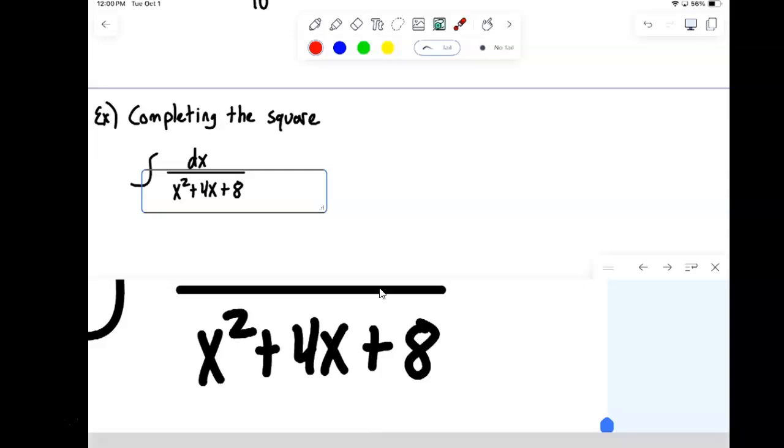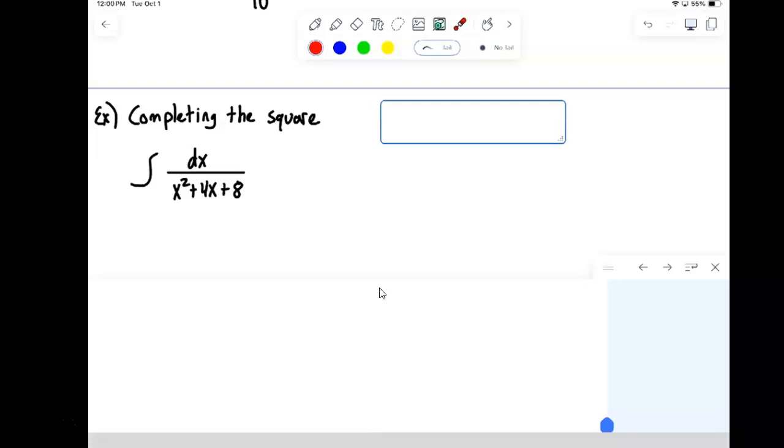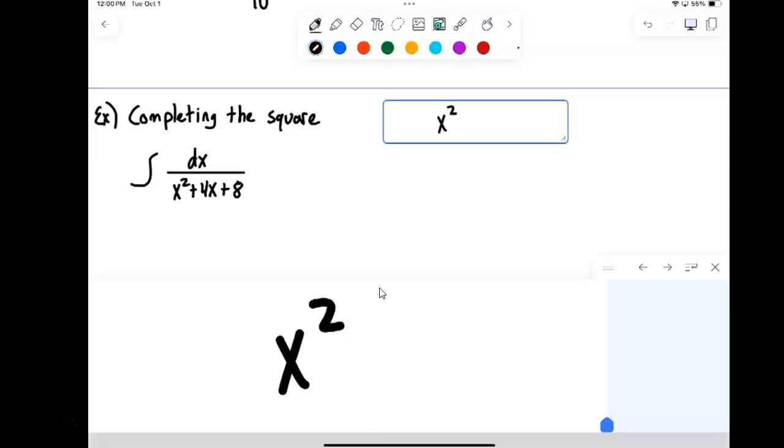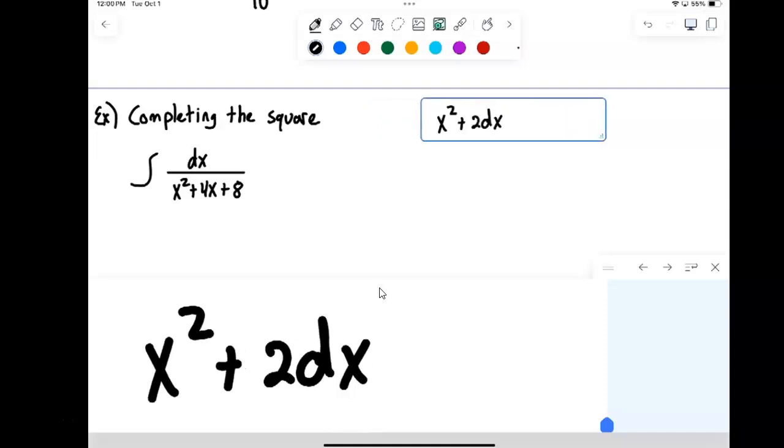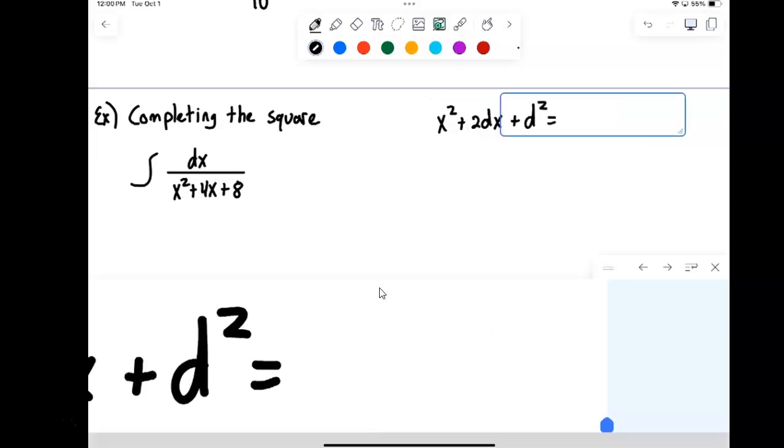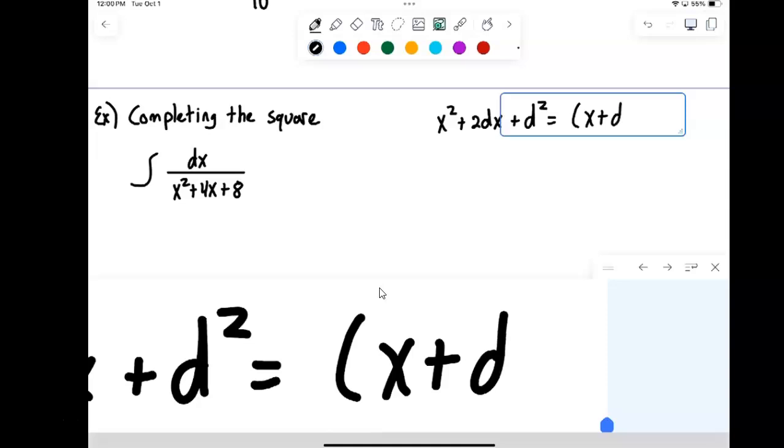Now, to complete the square, our first step is to make sure that the x squared has nothing in front of it. If it does, we'd have to do some factoring. So that's not an issue here. The way completing the square works is if you have something like x squared plus twice a number times x plus that number squared, that will factor as x plus d quantity squared.